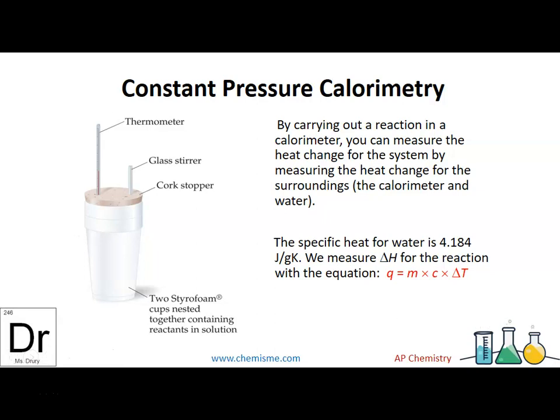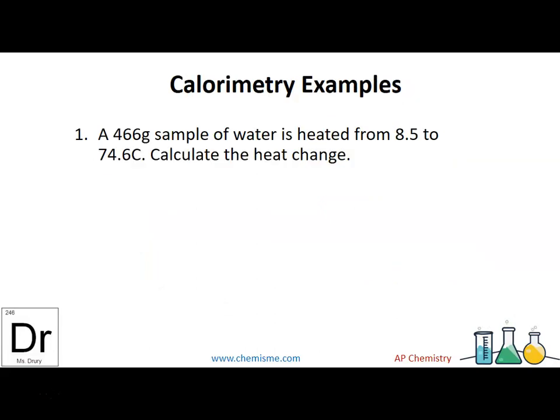The specific heat of the water is 4.18 joules per gram Kelvin, and that could also be Celsius, and we measure this calculation by MC delta T. So here's an example. Put 466 grams of water into that calorimeter. Its temperature changed from 8.5 to 74.6. Maybe I added something in there, or maybe I put it on a burner, and we want to know how much is the heat change. So we're going to use MC delta T.